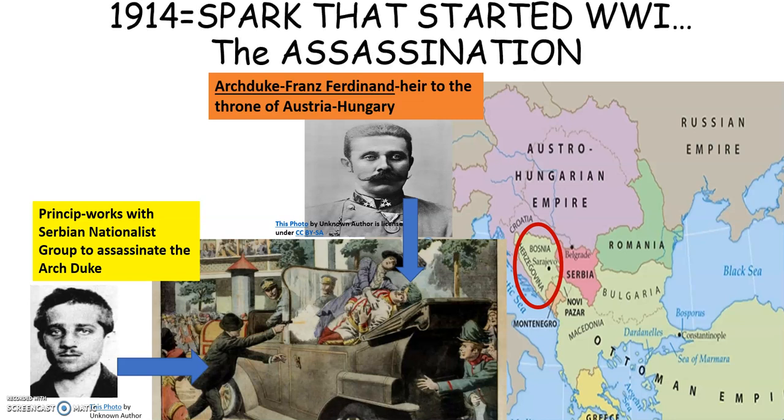So we've got the spark that kind of sets in motion this entire world war. On June 28th, 1914, we have the Archduke Franz Ferdinand and his lovely wife, the Duchess. They're going in a motorcade down to see a demonstration of military force by the Austrian-Hungary Empire. They're in Bosnia, Sarajevo. Bosnia and Sarajevo are being annexed and occupied by the Austrian-Hungary Empire.